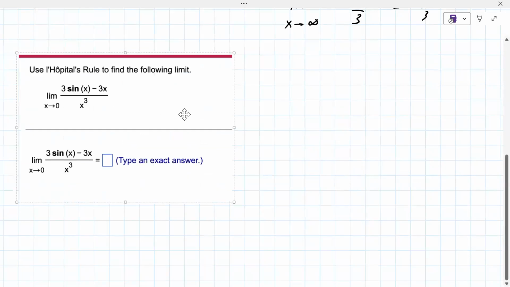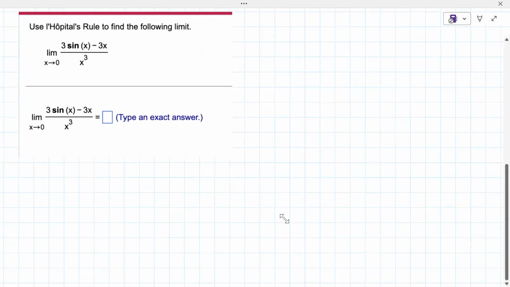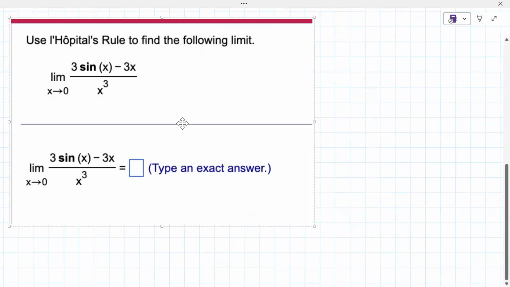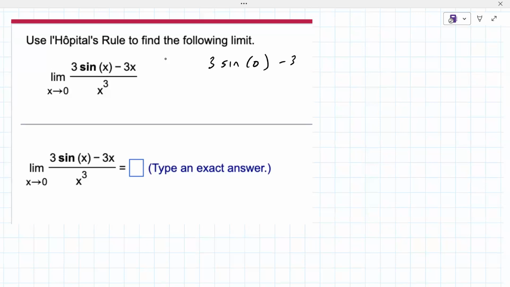Okay, there's a couple of other types of indeterminate forms. This one here, 3 sine 0 minus 3 times 0 over 0 cubed is 0 over 0. So that's another indeterminate form. One of them is infinity over infinity. This one is 0 over 0.